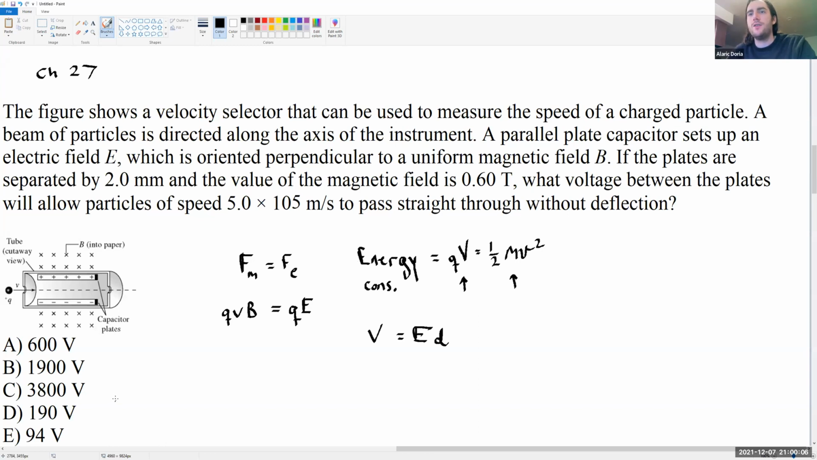Okay, so without any discussion, we've all kind of come to agreement that the answer should be this 600 volts here, answer A. So let's just go through it quickly here. If the plates are separated by 2 millimeters and the value of the magnetic field is 0.60 Tesla, what voltage between the plates will allow particles of speed 5 times 10 to the 5th meters per second to pass straight through without deflection? Okay, so we need to know how much energy these particles will have.